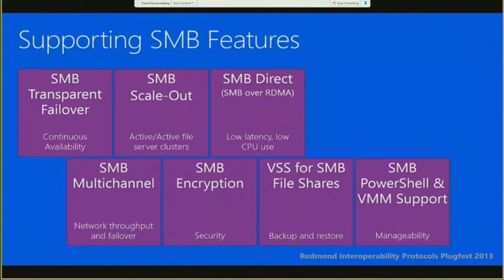These are the main functions that we're using for SMB3. So we use transparent failover. This enables some key scenarios that we'll go into. We're using scale-out file servers for SMB scale-out, SMB Direct for performance, multi-channel. We can enable encryption of SMB for security, VSS for backups, and PowerShell and VMM support for configuration and management.